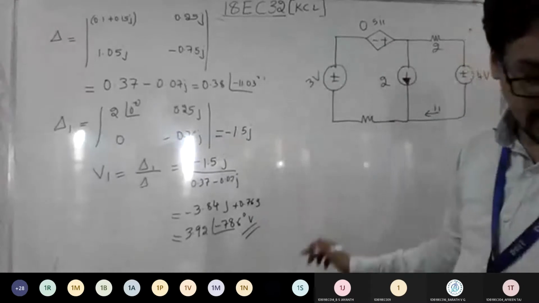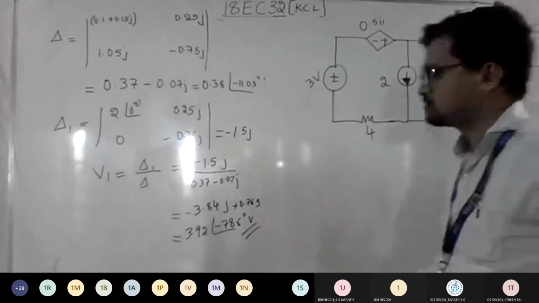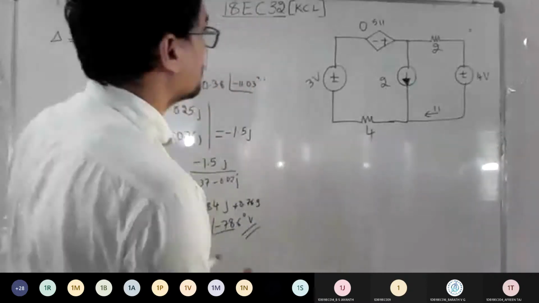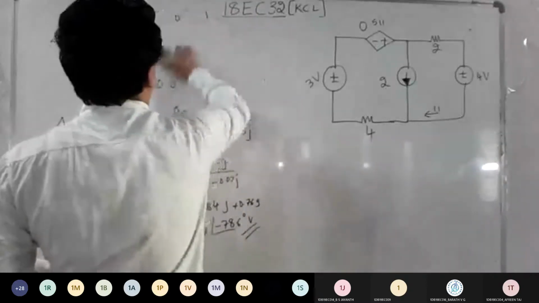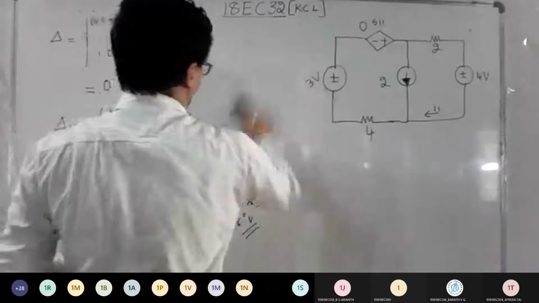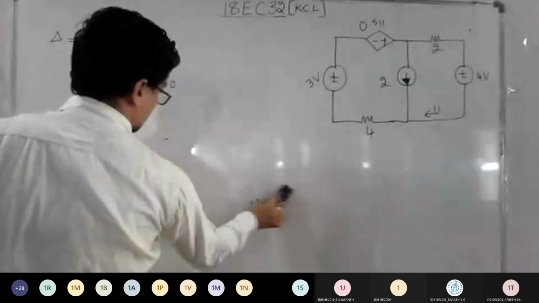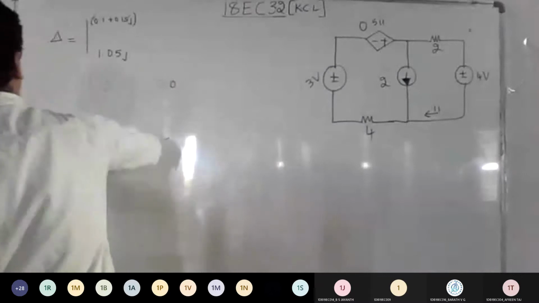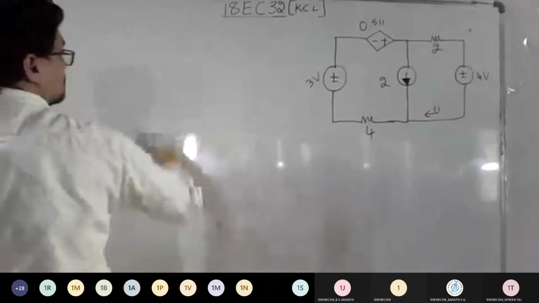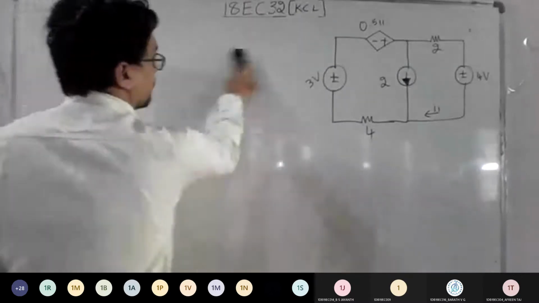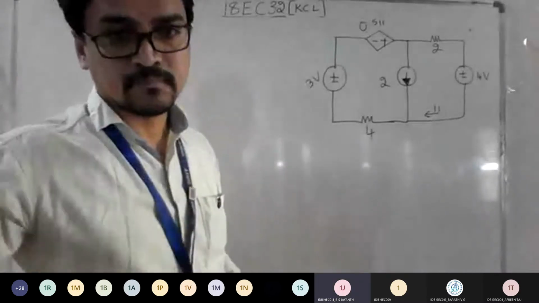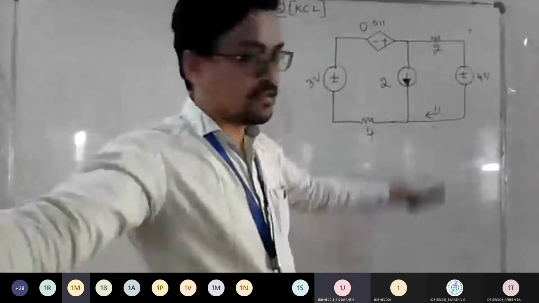Yeah, so this is a given network. Is the question visible here, everyone? Yes, sir. Okay, so what is the question? You need to find I1. So where is I1? In the 2 ohm resistor, sir.